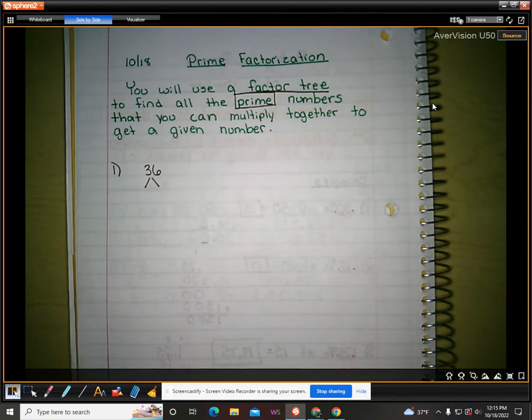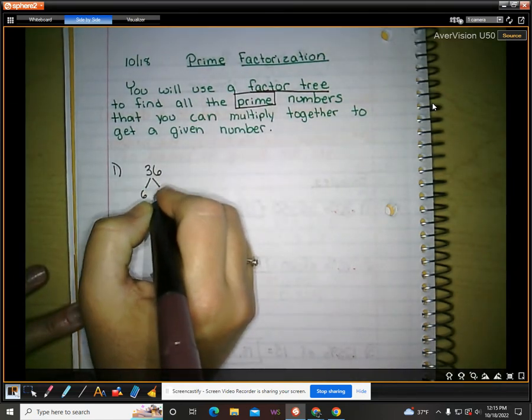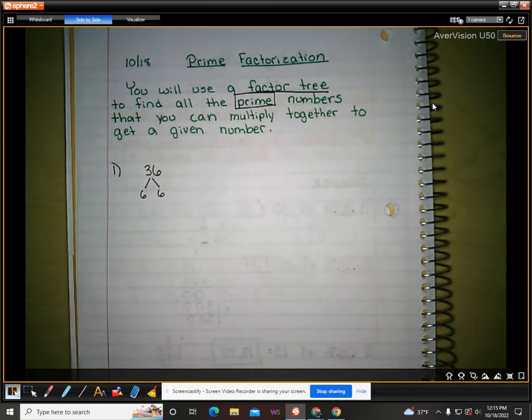Factor trees can start out different ways because there is more than 2 numbers that you can multiply to get 36. But when you are done, your prime factorization will always be the same. Okay? So, Mateo, when you hear the number 36, what's 2 numbers you think of that you can multiply together? Perfect. Okay? Someone else may have done 2 and 18. It doesn't matter. As long as what you're saying multiplies together to give you that number, your prime factorization at the end will be the same.